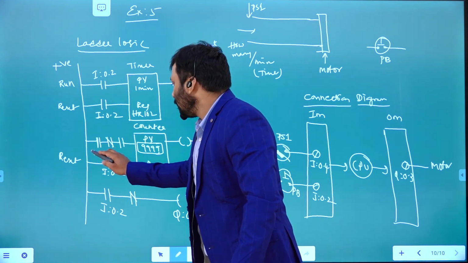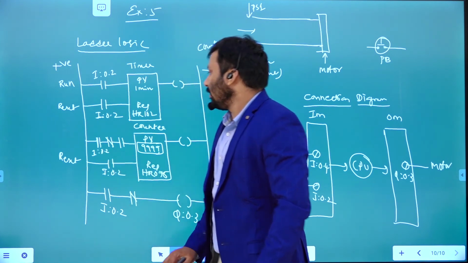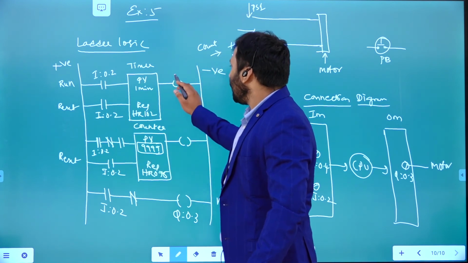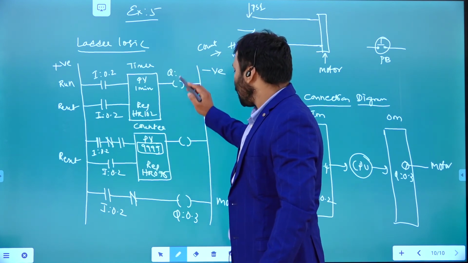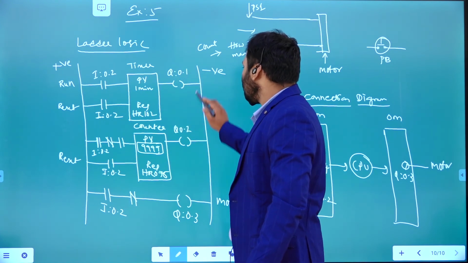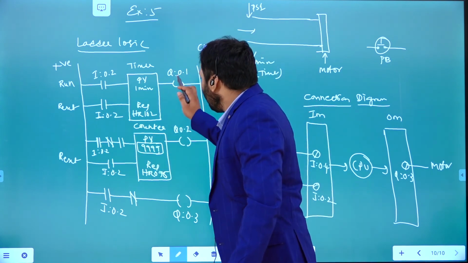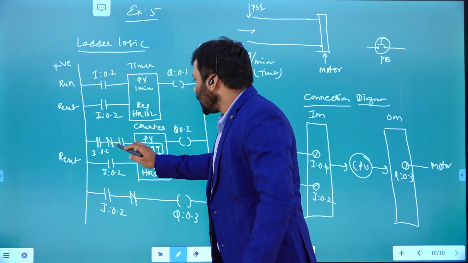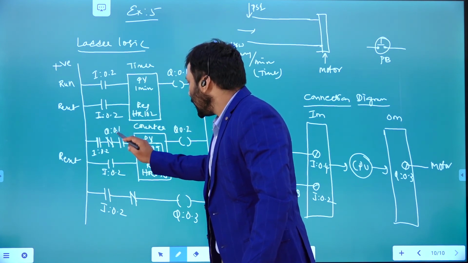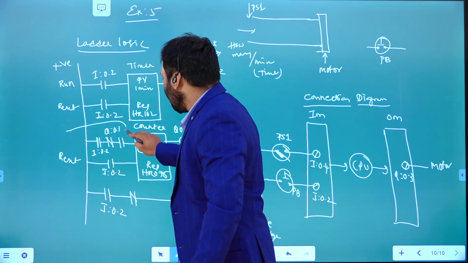Input is 0.2, right, this contact, right. So this one is going to get output Q 0.1, for example. This one is Q 0.2. This is also logic, this is also logic, Q 0.1. So whenever 1 minute is completed, it needs to stop Q 0.1 for this particular normally closed contact. This one is there, another contact.